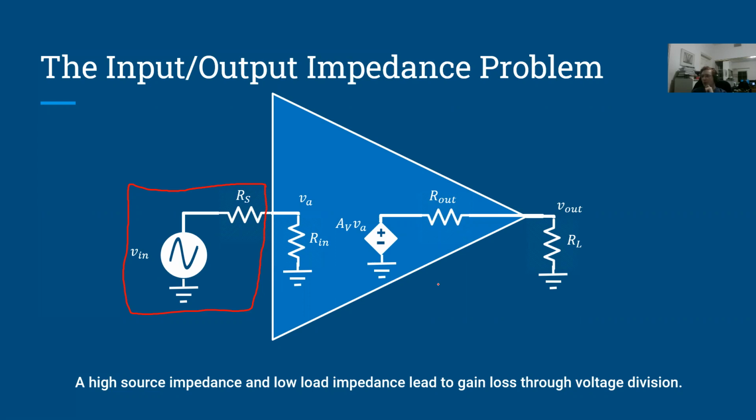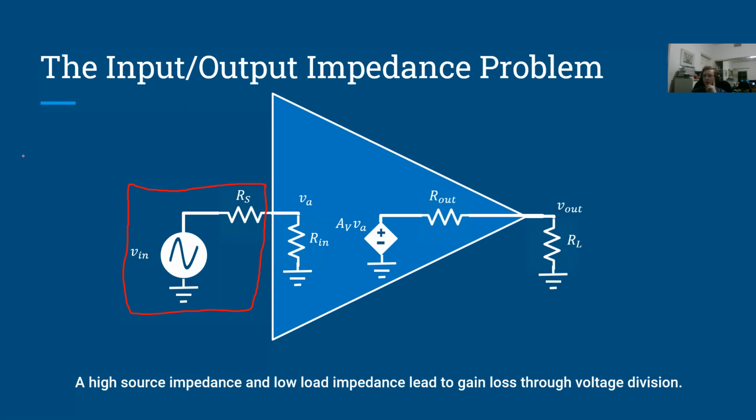So there's 2 things kind of happening here. On the input side, we have a voltage divider between RS and Rin. And the voltage at VA is what really matters in terms of amplification. So we want to maximize VA with respect to Vin, which is to say, if we feed in 1 volt here at the input, like a 1 volt sinusoid, we want VA to be as close to 1 volt as possible, and that'll maximize the amount of voltage we get on the output.